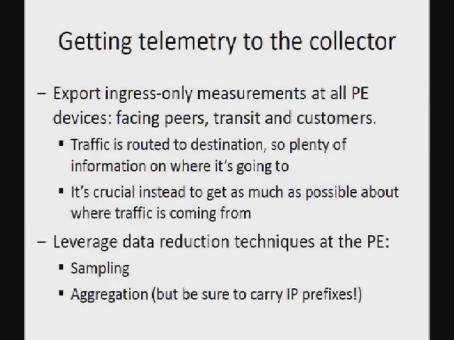And then switching to telemetry data, so NetFlow or sFlow, the smart thing is to export, once again, from all the PE routers facing peers, transit, and customers, but ingress-only measurements. Why is that? Because traffic is routed to destination, so there is plenty of information about where traffic is going to, and that's enough. Instead, it's crucial to understand where traffic is coming from, especially if you are interested in who is injecting traffic into your routing domain.